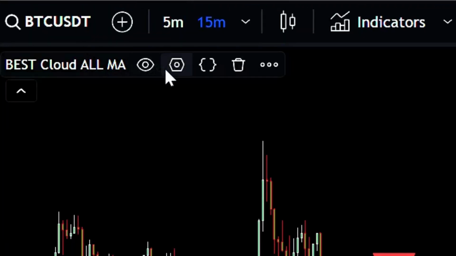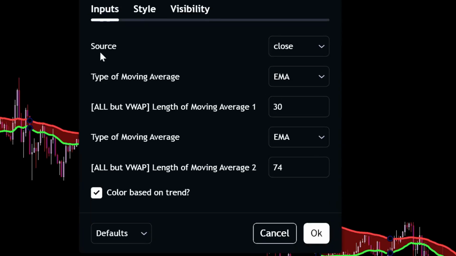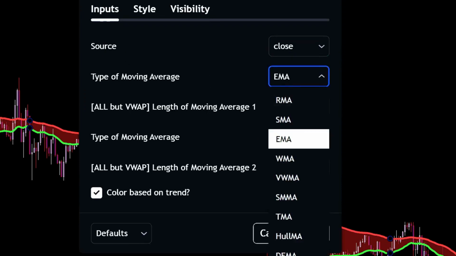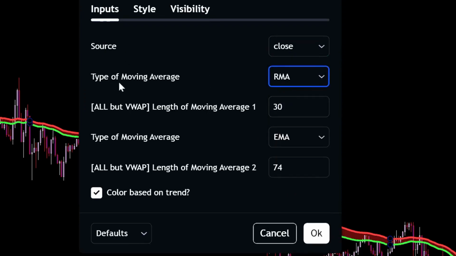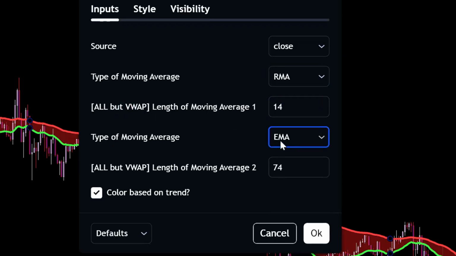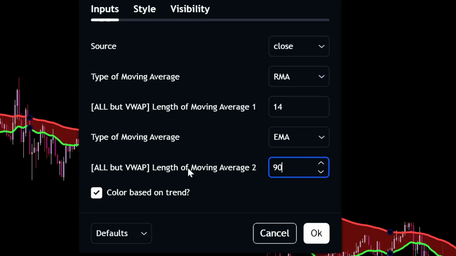So head over to the settings menu and in the input section, ensure the source is set to close. Then let's switch up the type of the moving averages to RMA. After that, we'll adjust the length to 14. Following that, we'll leave the second moving average type as its default EMA and then go ahead and change its length to 90. Lastly, let's activate the color based on trend option.